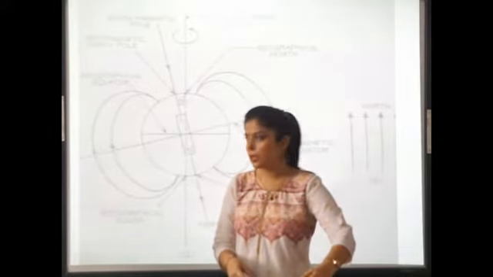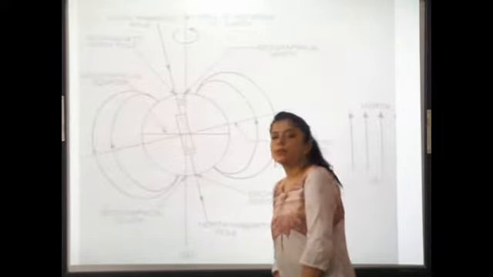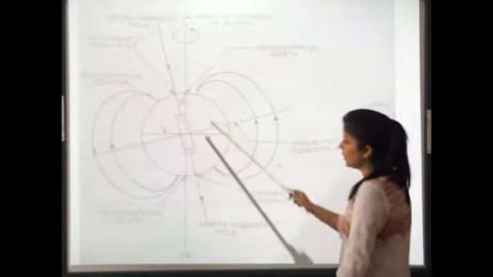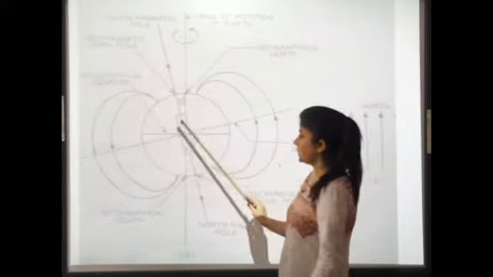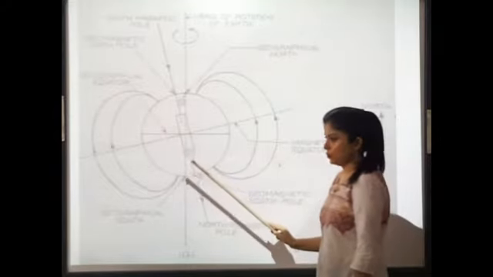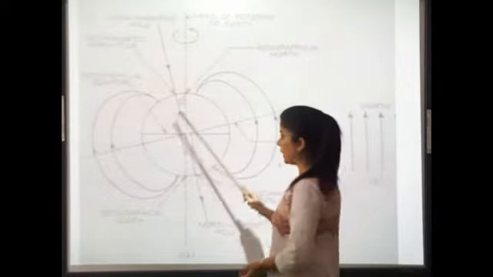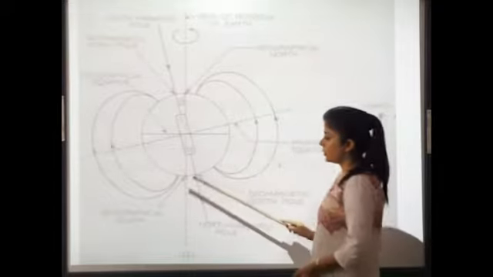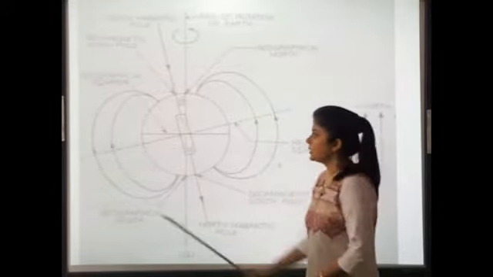Now let us discuss the components of Earth's magnetic field. This is another diagram to make you understand the Earth's magnetic field. I'll explain again. Now look here. This is the Earth's magnet having south and north pole. I already told you Earth is a magnet whose south pole lies on the geographic north pole, whose north pole lies on the geographic south pole. Now from there emerges the magnetic field.